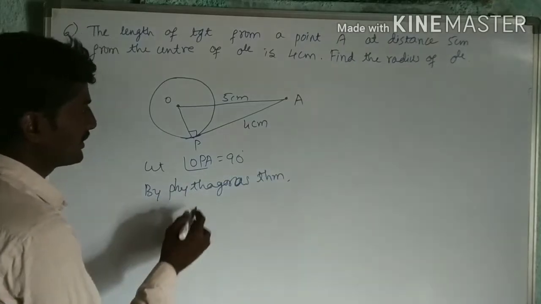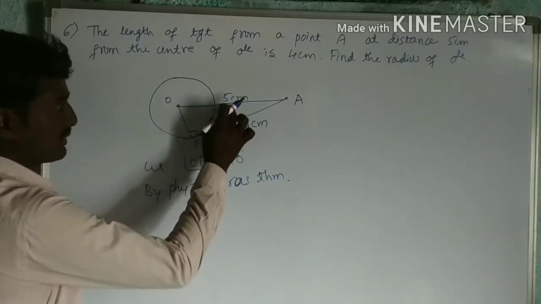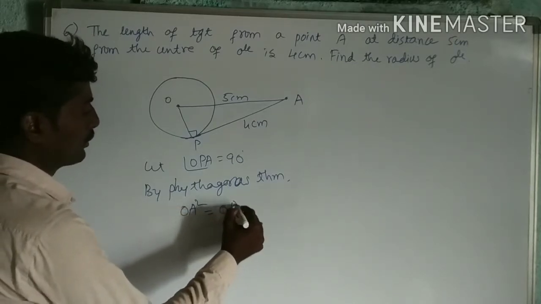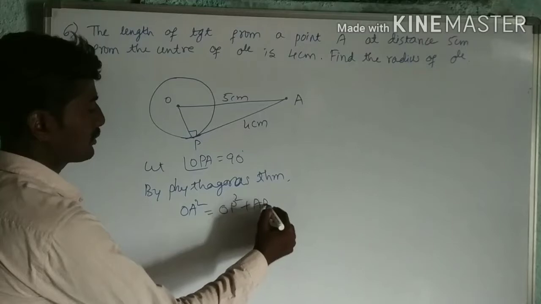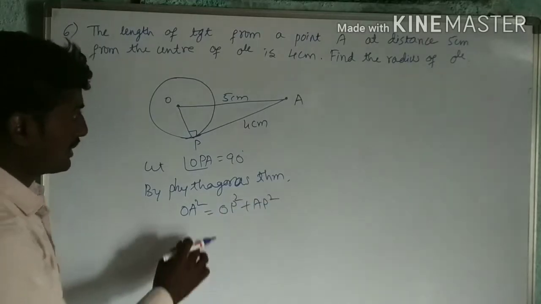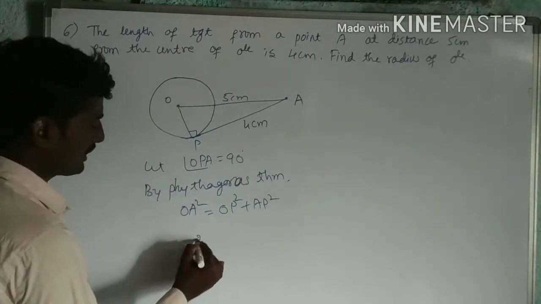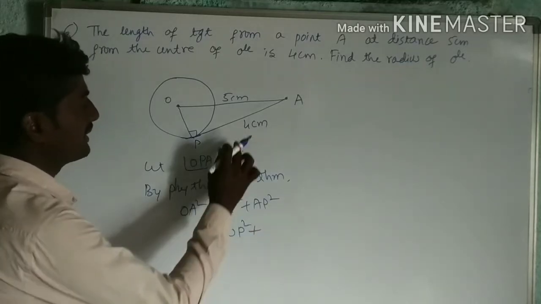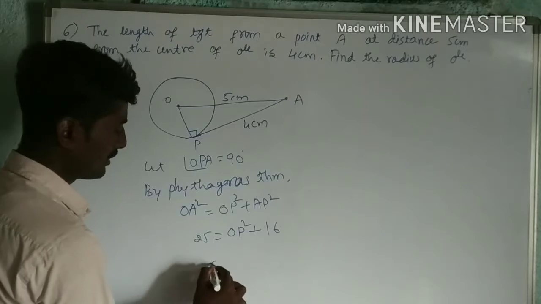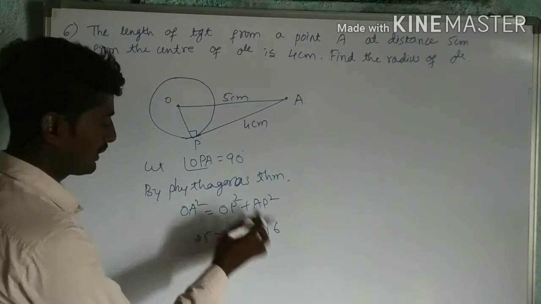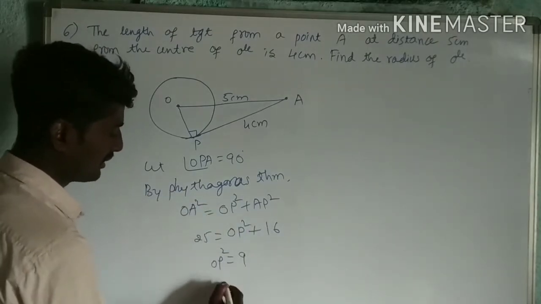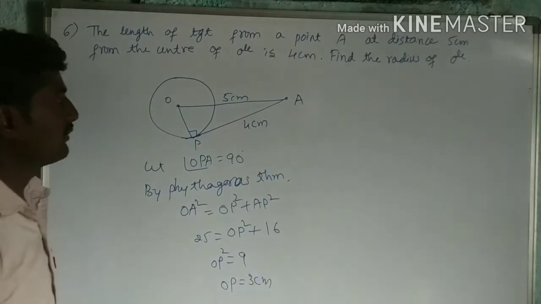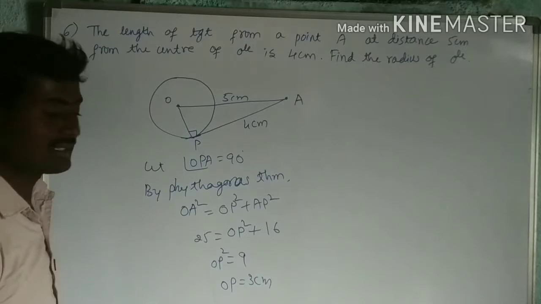Now what can I write? So here 90 degree is here, so this will be the hypotenuse. OA square is equal to OP square plus AP square. Now substitute the values. OA, 5 square is 25. OP square we have to find, plus AP square, that is 16. Now OP square is equal to 25 minus 16, that is 9. So here I am getting OP as 3 centimeter. So therefore radius of the circle is 3 centimeter.